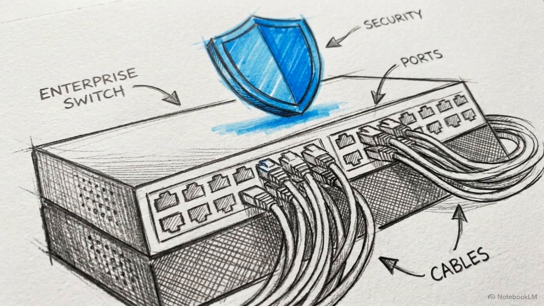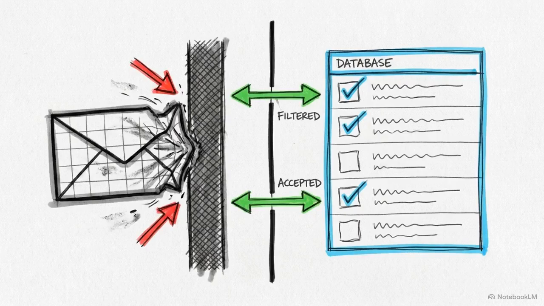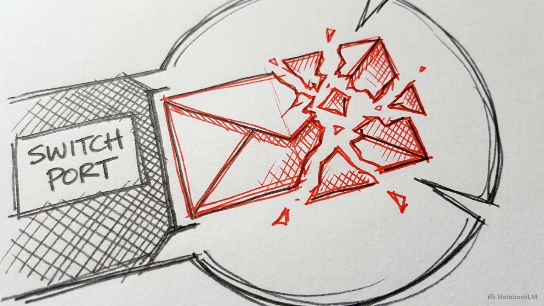Mitigating this requires switches equipped with Dynamic ARP Inspection, a security feature that physically intercepts and compares packets against a trusted database of DHCP assignments, dropping forged replies before they reach the victim.